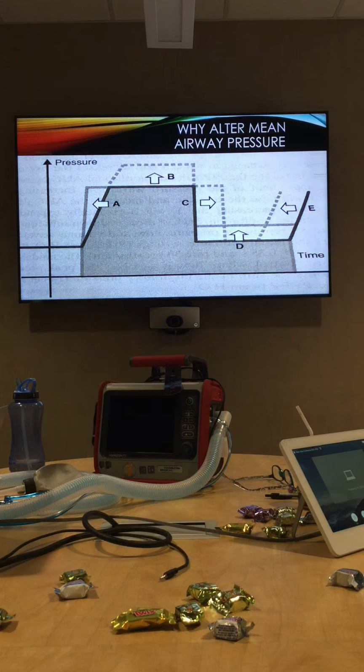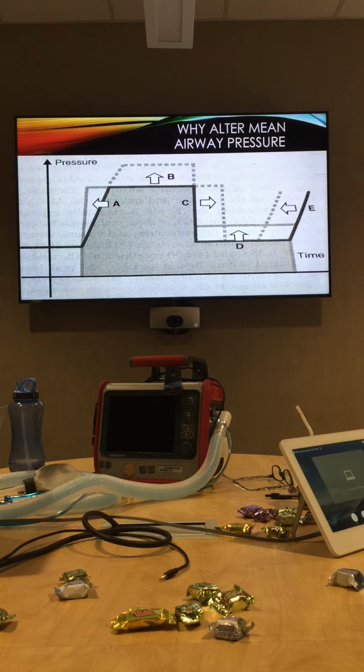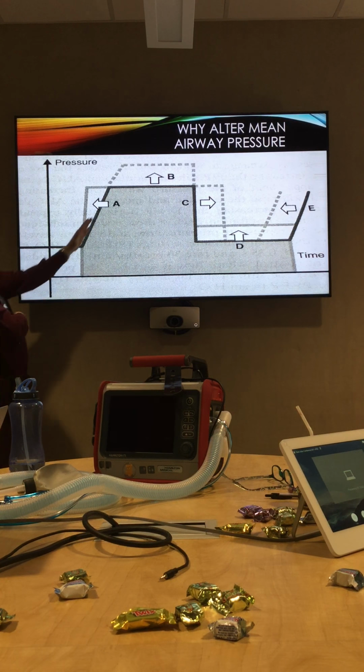Okay. So why alter the mean airway, and what can we do to kind of change the pressure setting? So if I take my rise time and I change the slope of that, is that going to increase my pressure or decrease my pressure? Is it going to increase or decrease it? So this would be your rise time.